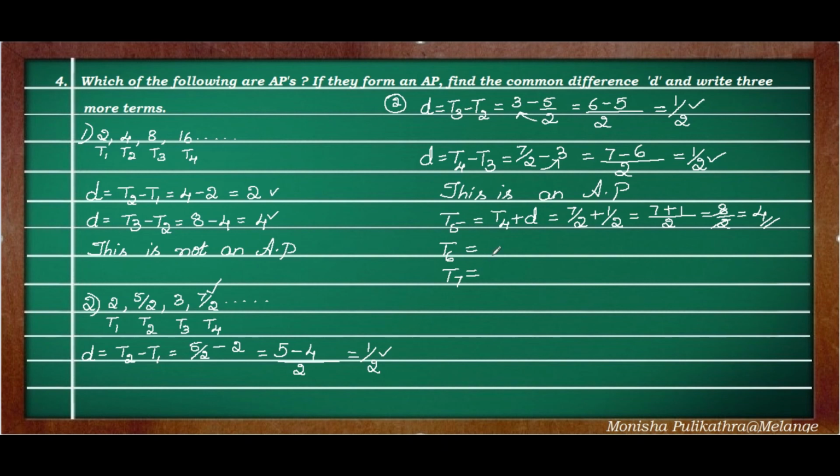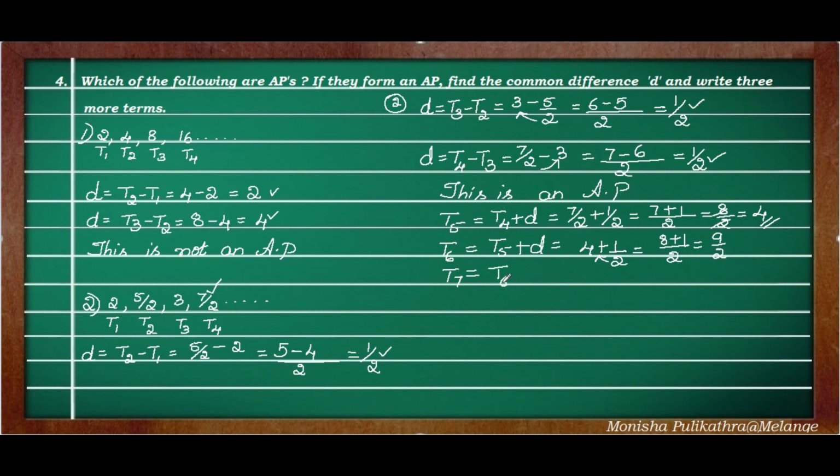Okay. Next, sixth term. The sixth term is previous term plus common difference. That is 4 plus 1 by 2. So 4 plus 1 by 2, if you cross multiply, it will become 8 plus 1 divided by 2. So it will become 9 by 2. So this is the sixth term.